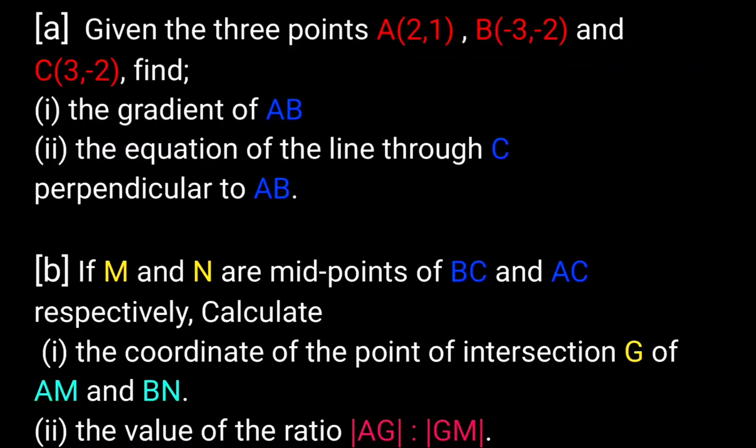The question displayed shows that we have 3 points. A has coordinates (2, 1). Then B has coordinates (-3, -2), and C is (3, -2). Now we're asked to answer questions under it.